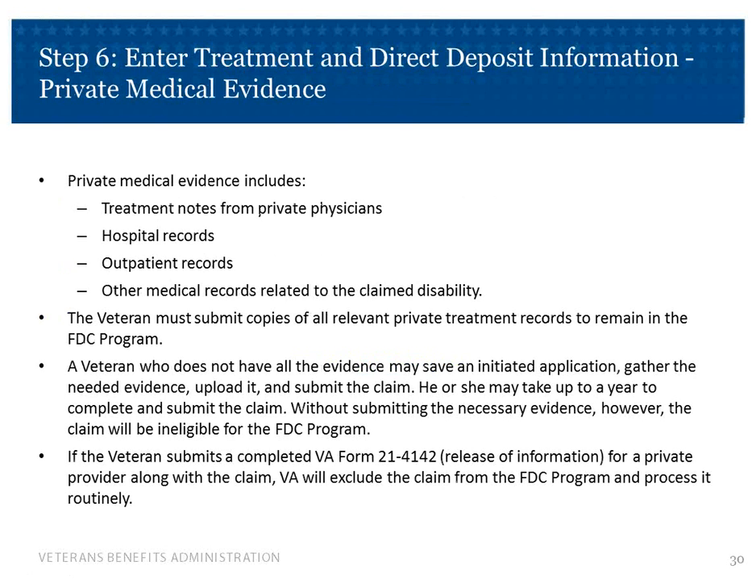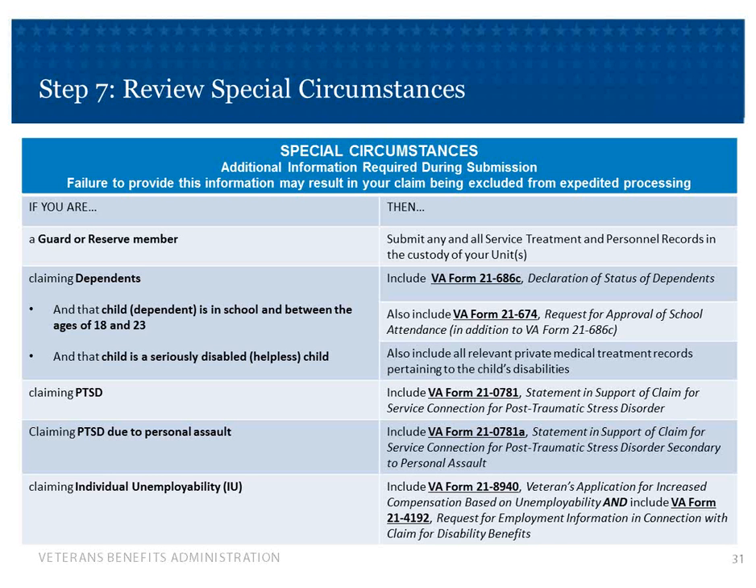As stated earlier by Amy, the claimant will need to submit any relevant private medical evidence, which includes things like treatment notes from physicians, hospital records, and outpatient records. Because the claimant has up to 1 year to complete and submit an FDC in eBenefits, if he or she does not have all of the necessary evidence on hand, they should save the claim before exiting the application and revisit eBenefits at a later time to upload the additional information. Remember to tell the veteran to click Save to ensure the information provided is not lost. When in doubt, click Save.